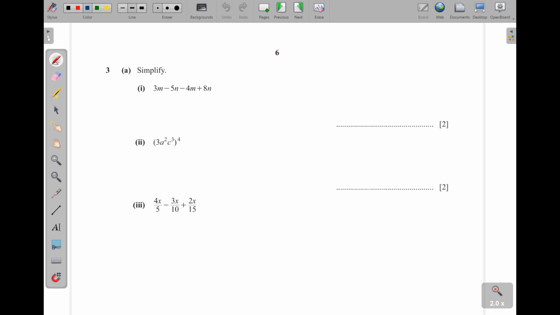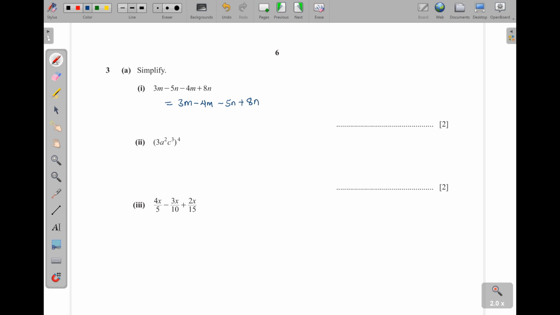Number 3, this one is coming from algebra, and they are saying part A, Roman 1, simplify. We have 3m minus 4m, minus 5n minus 4m plus 8n. So to simplify this one, I'm supposed to maybe collect the like terms together. This is an expression, so you don't change the signs, okay? I can have 3m, then minus 4m, then minus 5n plus 8n.